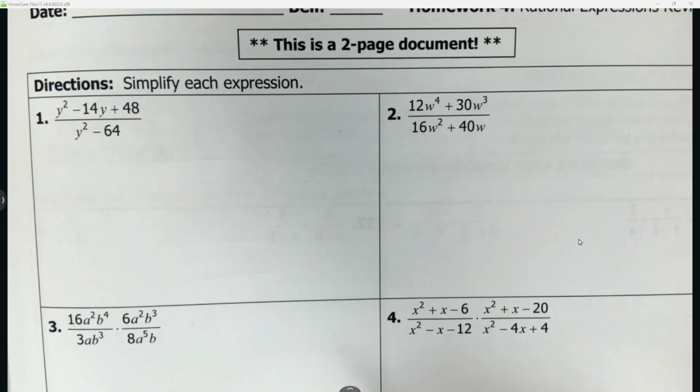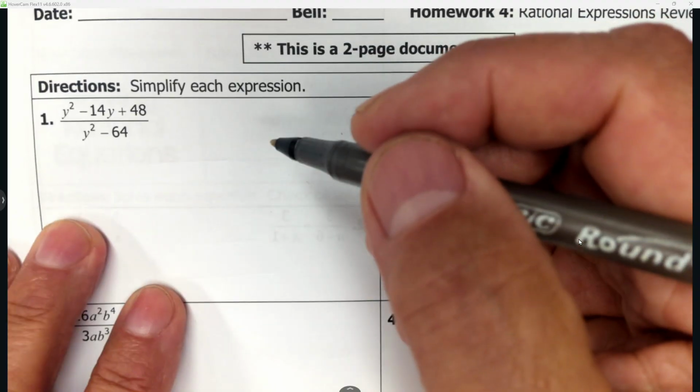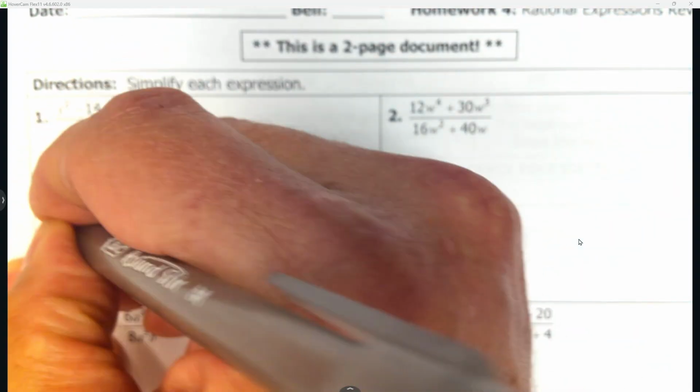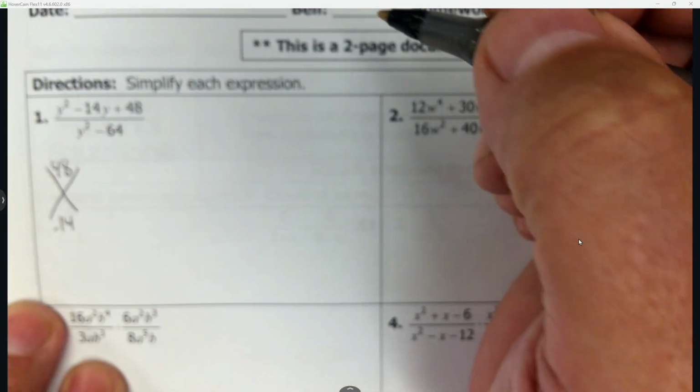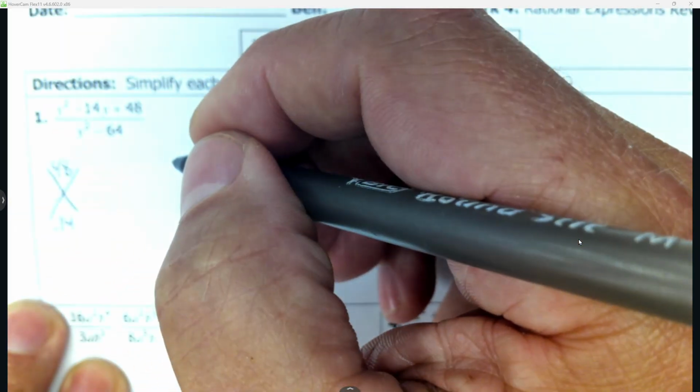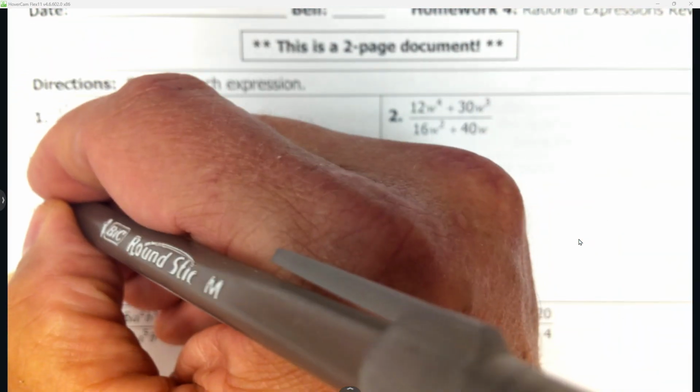Here are your solutions to simplifying rationals. Step one is to factor. So the numerator, I'm going to draw a diamond. Two numbers that multiply to 48, and because it's positive, they add, so it's going to be 6 and 8, and both numbers are negative.